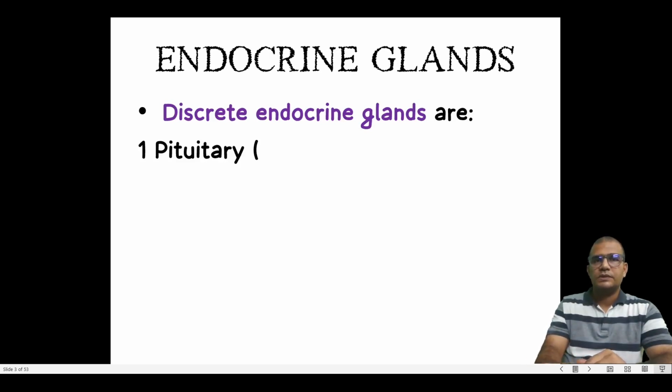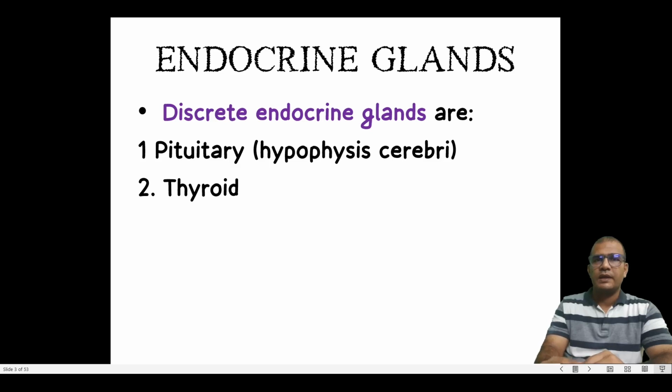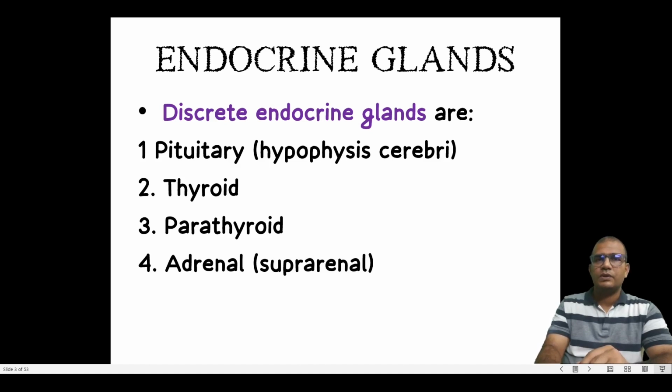First and foremost, it is the pituitary gland, which is also known as hypophysis cerebri. Next is the thyroid gland. Then we have the parathyroid gland, a smaller gland situated on the posterior aspect of the thyroid gland. Then we have the adrenal gland, which is also known as the suprarenal gland. And next we have the pineal gland, which is again a part of the central nervous system.